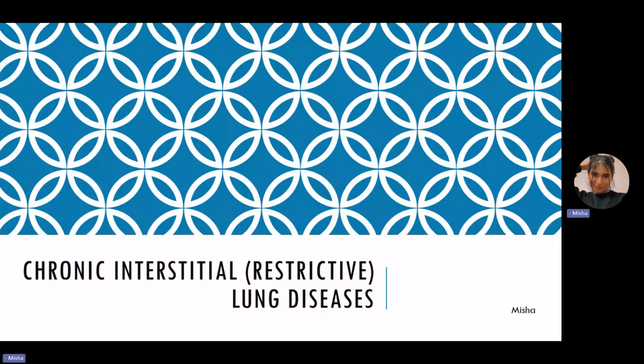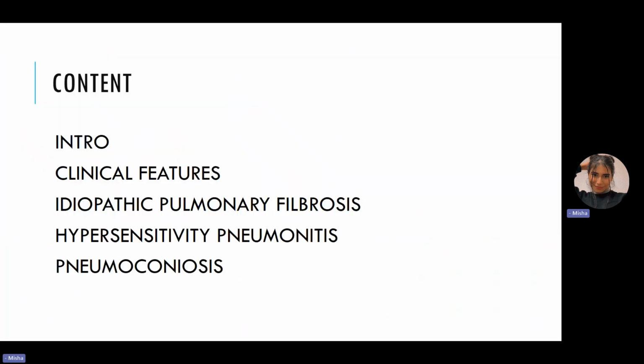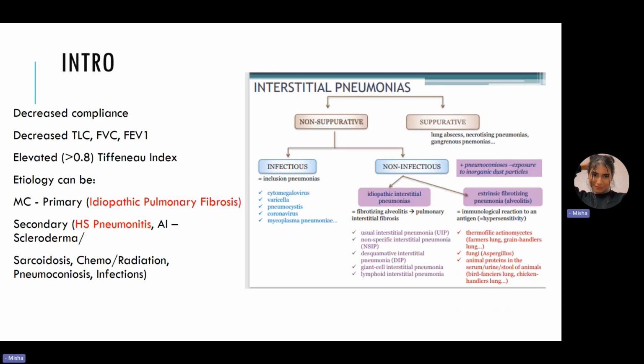Hi guys, so today I'm going to be talking about chronic interstitial restrictive lung diseases. Now, this is basically the content that's going to appear. There are two major diseases that you have to know, and then I'm going to be talking about them. And then there are others that you need to mention, but there are two diseases that they really, really want you to know. So, this was basically my exam question, so I can give you some insight about the questions that they will ask you. So basically, let's start with the introduction.